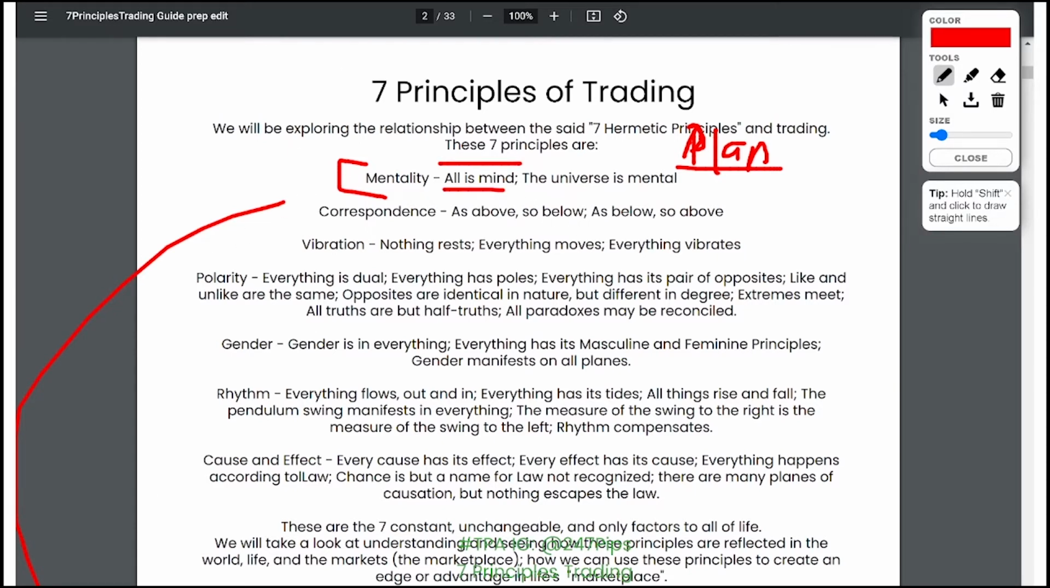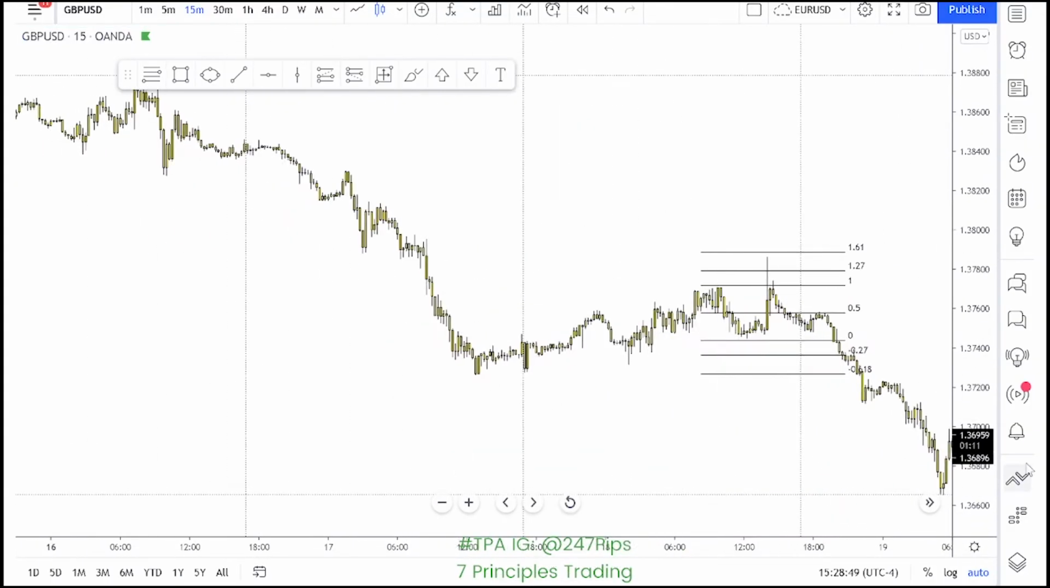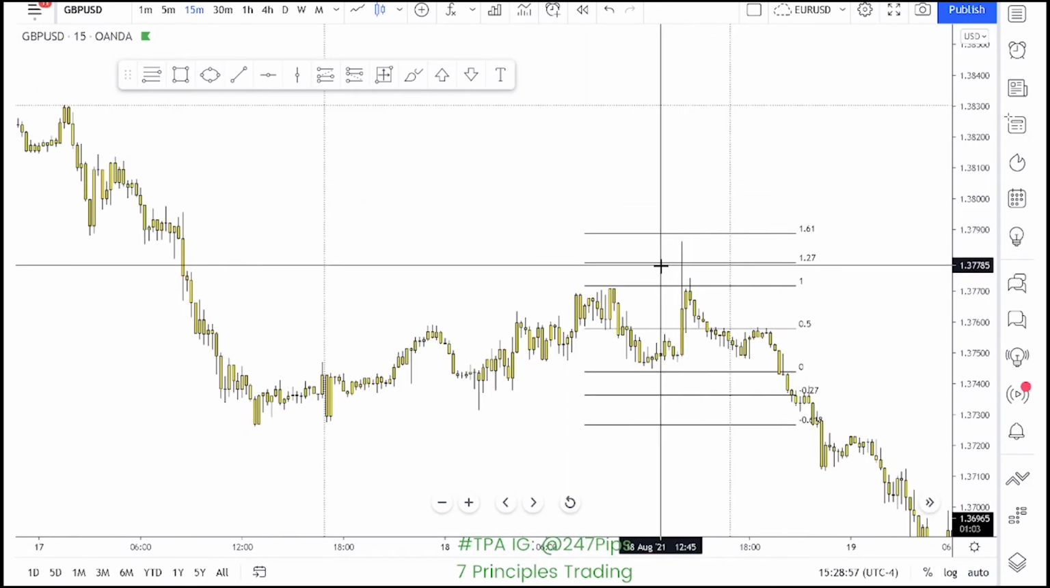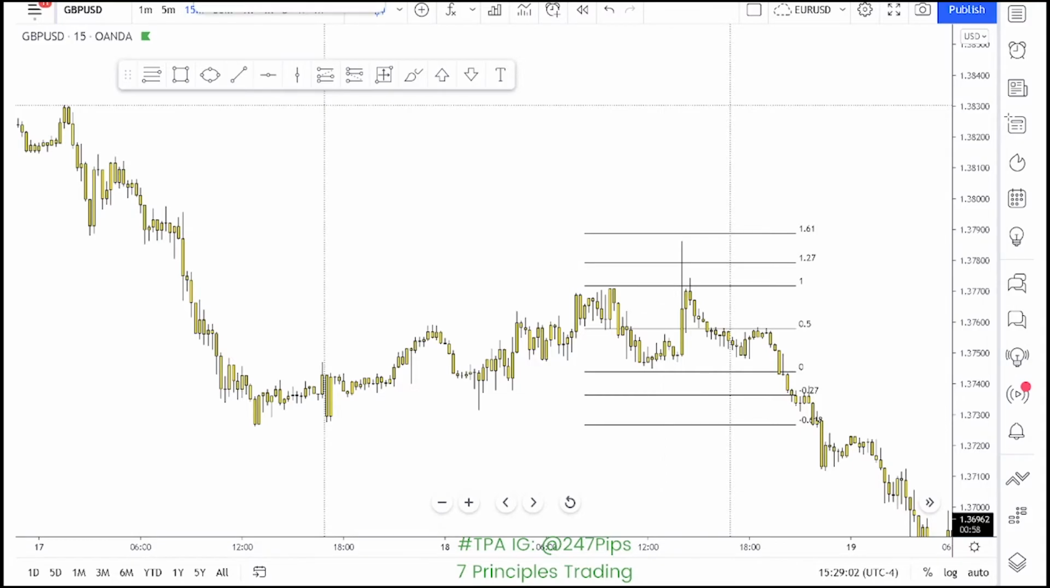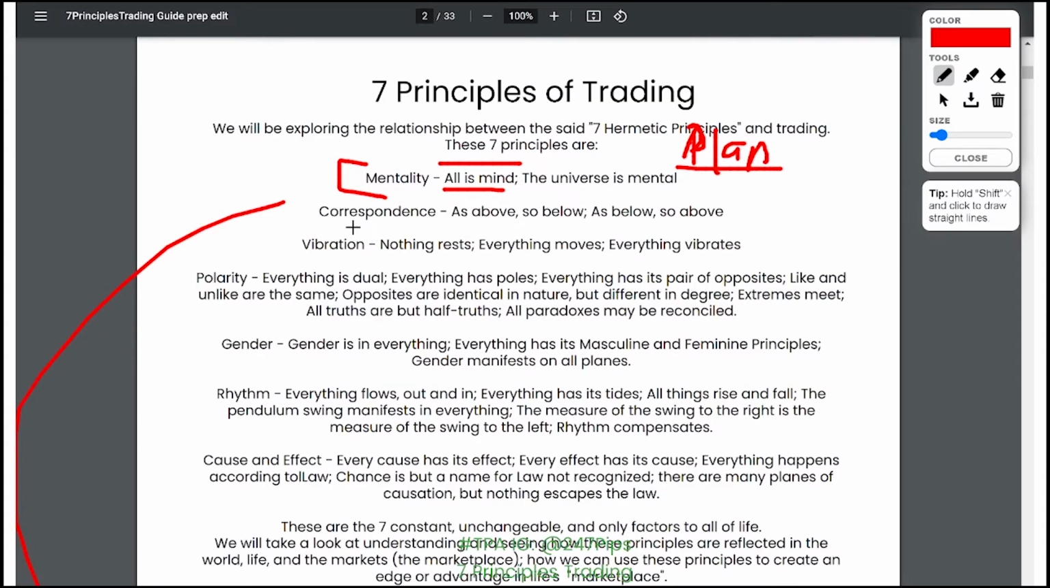Okay, all comes from the mind, and this is a good explanation to show how I actually ended up creating a method where I can pinpoint these highs and these lows to get some really crazy risk reward trades, and just compiling everything together.